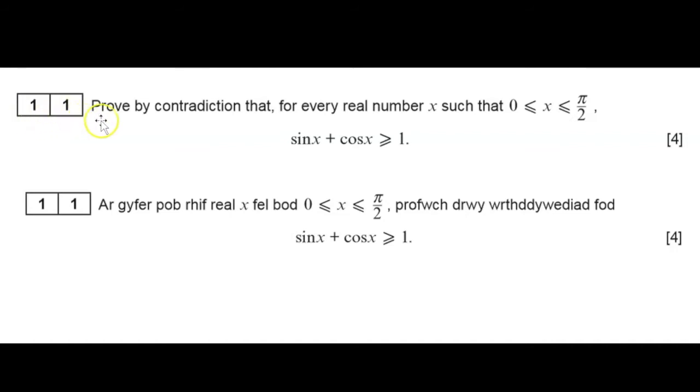Question 11. Prove by contradiction that for every real number x, where x lies between 0 and pi over 2 inclusive, sin x plus cos x is greater or equal to 1. So the question says, prove by contradiction. So we have to assume the opposite is happening. Assume that this statement, sin x plus cos x greater or equal to 1, is false.